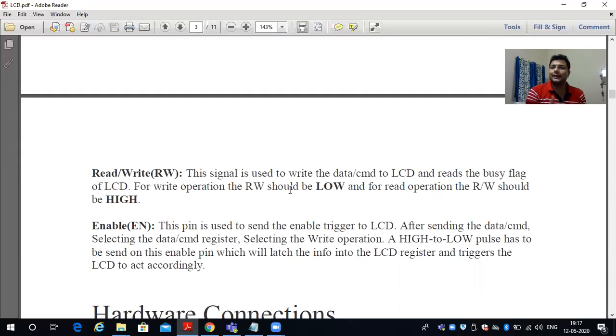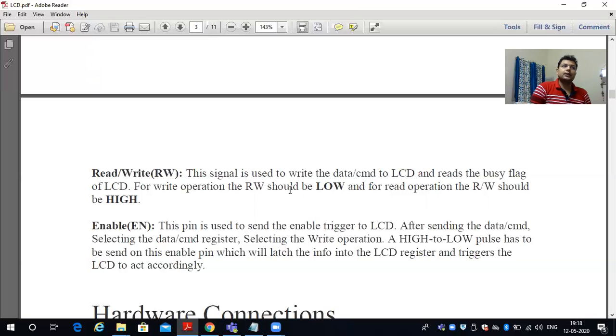And then the next one is read and write. There are two options possible. One is that we want to display something, so in that situation we are going to write something over the display. Or whatever is over the display, we want to read it, and we want to check whether something is there over the screen or not. So if we want to write anything, in that situation, the read write signal should be 0. If we want to figure out that something is there over the display, then we want to read it, and at that time the read write signal should be 1.